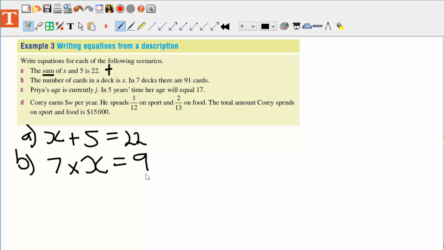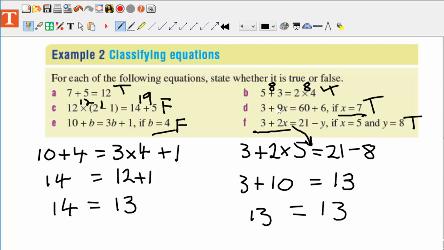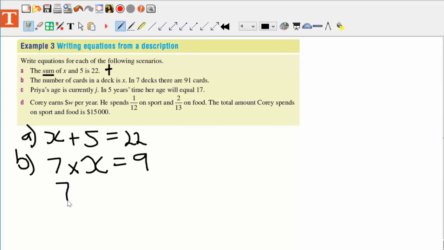So that equals that. To make that completely correct, we don't write it as 7 times x, remember? Like when we were looking at these, 9x, that's 9 times x, but we don't write it with the multiplication, we just write the number and the letter. So this is no different. So this one should be written as 7x equals 91.